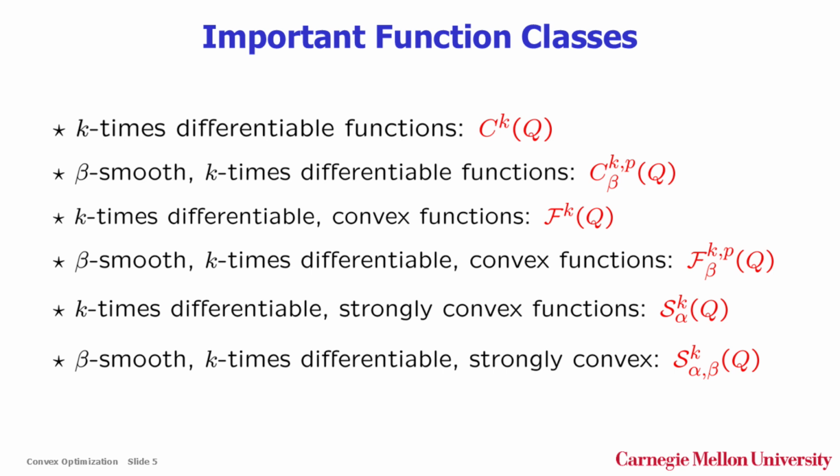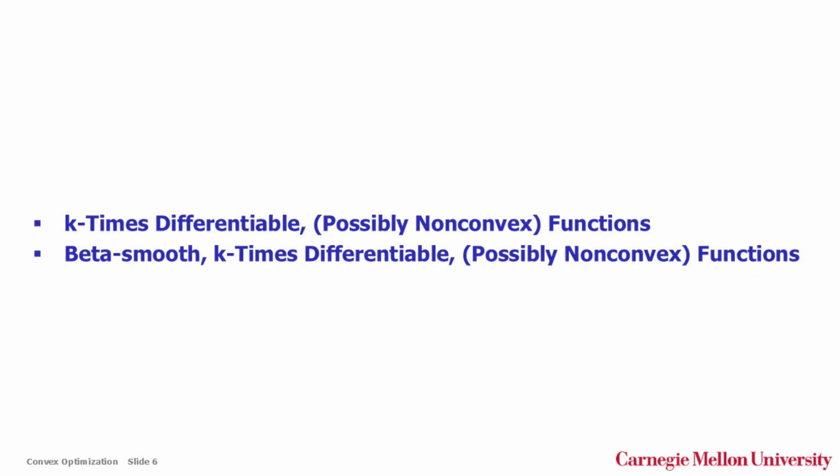We will discuss k times differentiable functions, beta smooth, k times differentiable functions, k times differentiable convex functions, beta smooth, k times differentiable convex functions, k times differentiable strongly convex functions, and beta smooth, k times differentiable strongly convex functions. First, we will discuss k times differentiable possibly non-convex functions. Then we will investigate another function class where the functions, in addition to being k times differentiable and possibly non-convex, are also beta smooth.